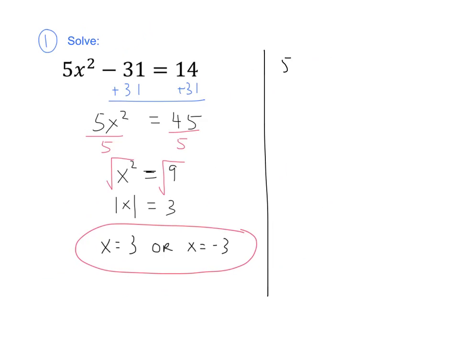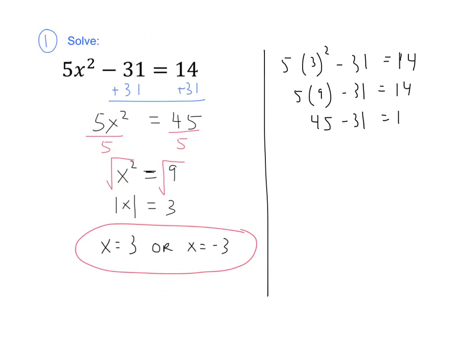Right? So 5, let's try 3. 5 times 3 squared minus 31 equals 14. Let's see if that's true. Well, here we need to do the 3 squared first. 3 squared is 9, so 5 times 9 minus 31 equals 14. And we get 45 minus 31 equals 14. That's 14 equals 14. That's true. Okay, so it definitely works for 3.